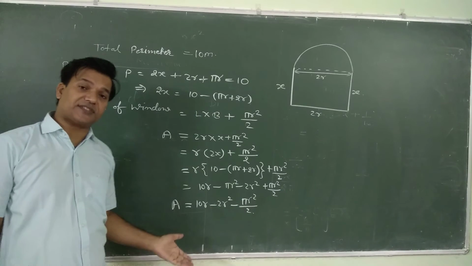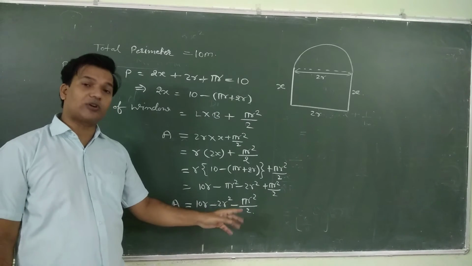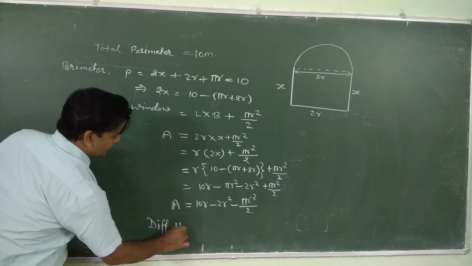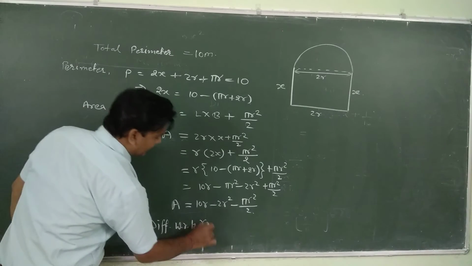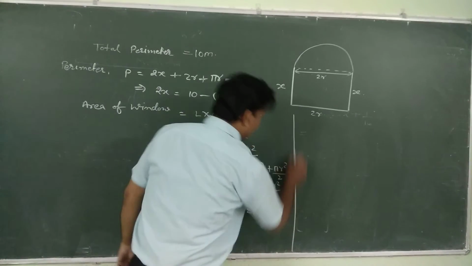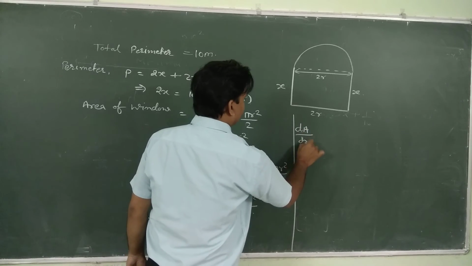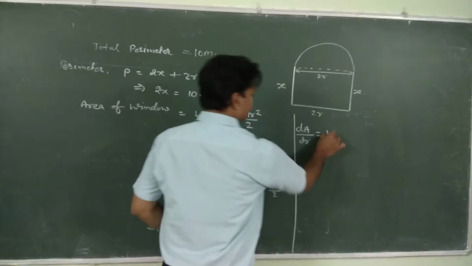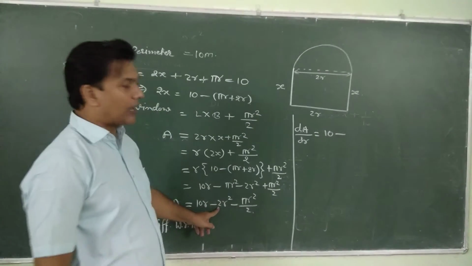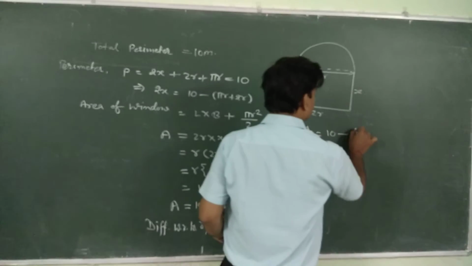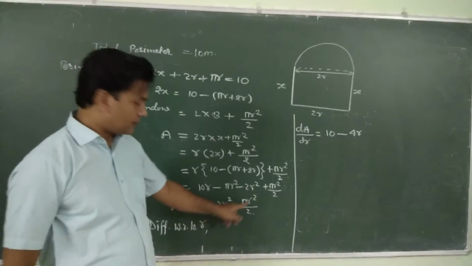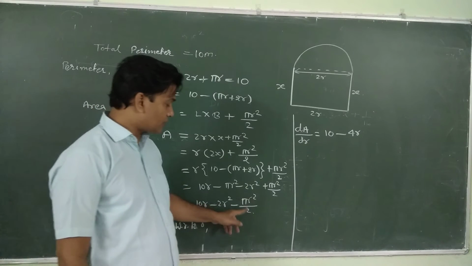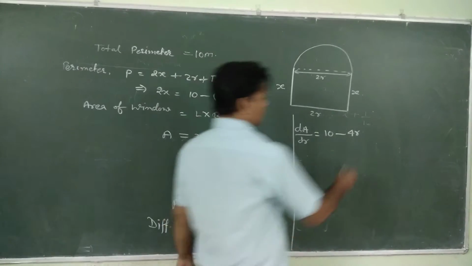Now we want to differentiate this with respect to r, the only variable here. So dA by dr is: 10r gives 10, minus 2r squared gives 4r, and this r squared gives 2r, the 2 cancels with the 2. So the only thing is pi r here, so minus pi r.